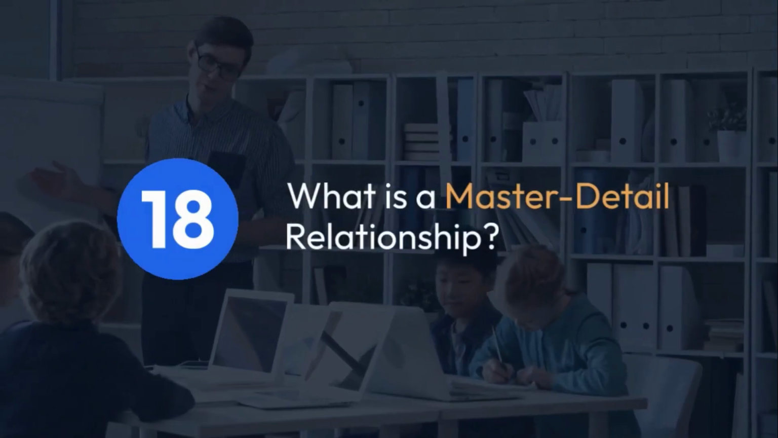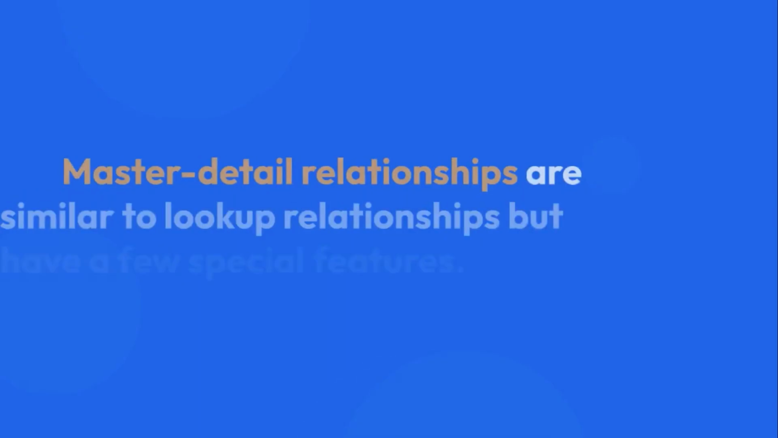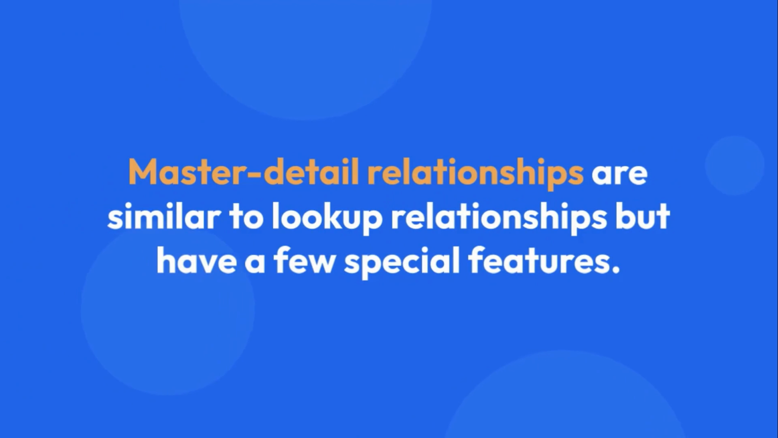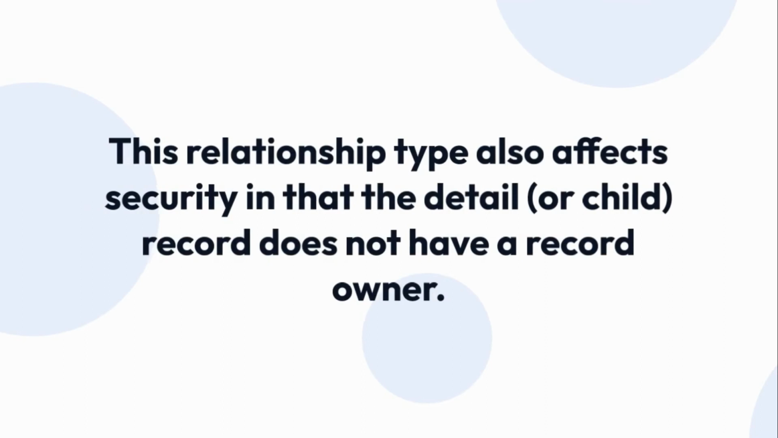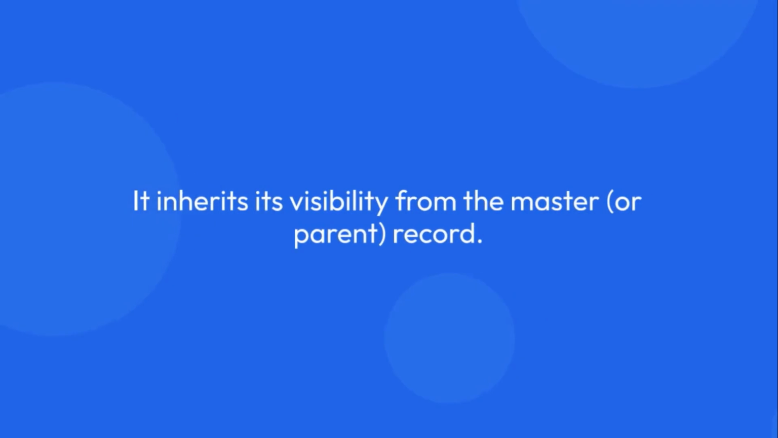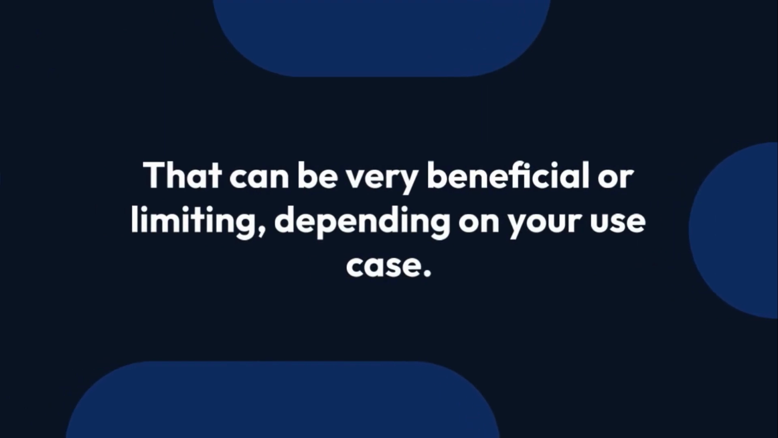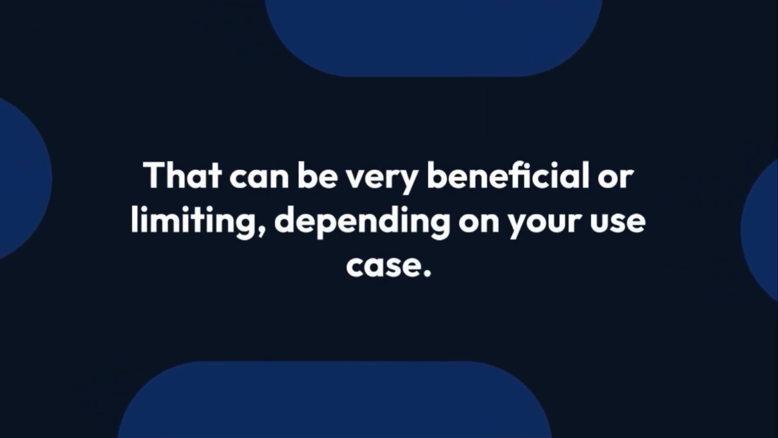18. What is a master detail relationship? Master detail relationships are similar to lookup relationships but have a few special features. First, master detail allows for roll-up summary fields to be created. This relationship type also affects security in that the detail, or child, record does not have a record owner. It inherits its visibility from the master, or parent, record. That can be very beneficial or limiting, depending on your use case.